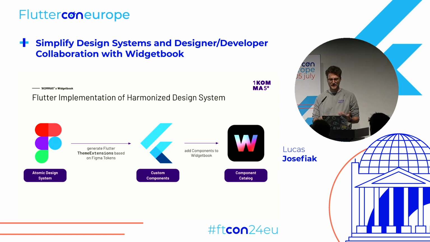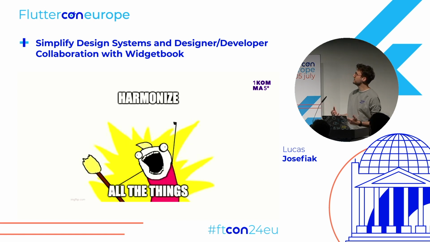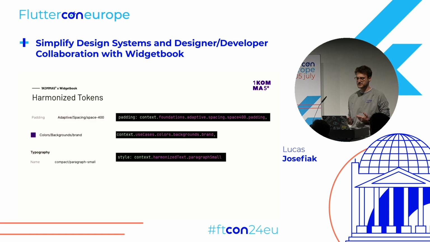So harmonization. We really wanted to harmonize all the things. As I already mentioned, we are trying to harmonize our tokens. What you see on the left is basically what you see when you inspect what our designers are building. For example, you see the padding, it's an adaptive spacing space 400 token. So as a developer, when I want to use this and build this, using the theme extensions, we do context foundations adaptive spacing space 400. So it's the same path, and the same for colors and the same for typography.